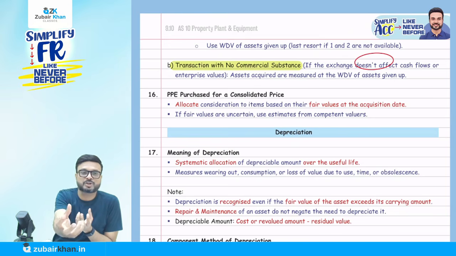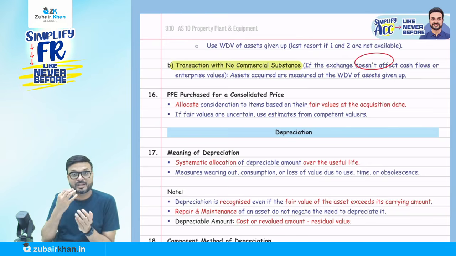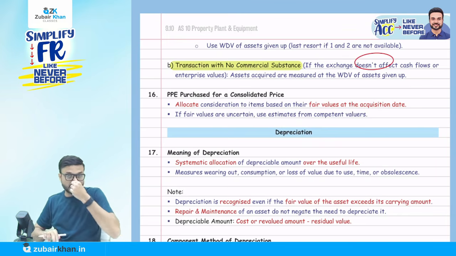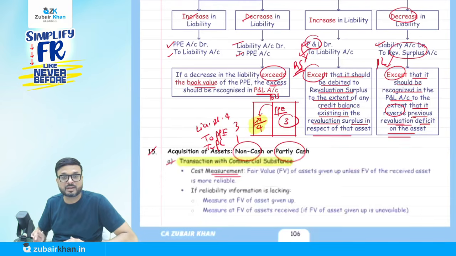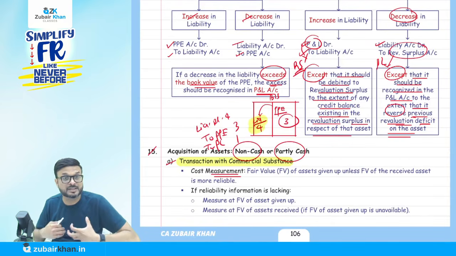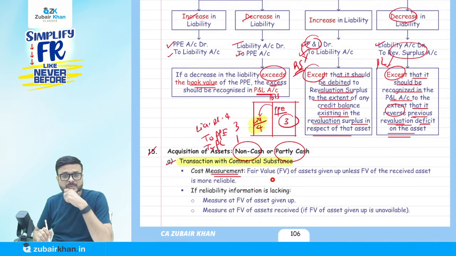I'm giving you one machinery, you're giving another machinery, but both are going to perform the same. Both are going to help me generate the same amount of revenue and cash flow that year. So there is no commercial substance. If there is no commercial substance, what should be the treatment? If there is a commercial substance, what should be the treatment? They say how to do the valuation: cost is measured at the fair value of the asset given up, unless the fair value of the asset received is more reliable.